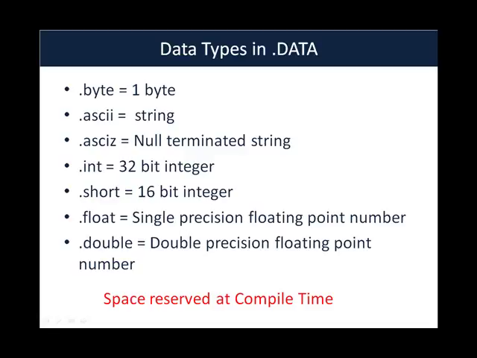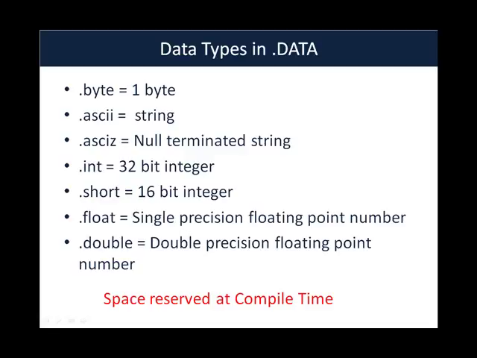So we'll first look at the .data segment and see the various data types which can be used within it. The first is .byte, which is 1 byte. Then we have .ascii, which, if you remember from the previous video, is basically a string. Then there is .asciz, which is nothing but the null terminated string. Then .int, which is a 32-bit integer, .short is a 16-bit integer, .float is single precision, and .double is double precision floating point numbers.